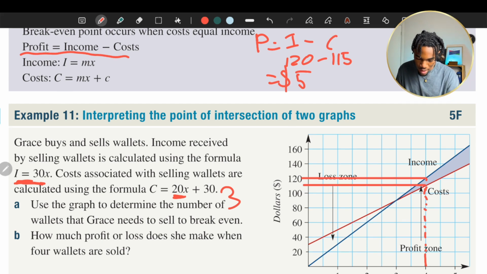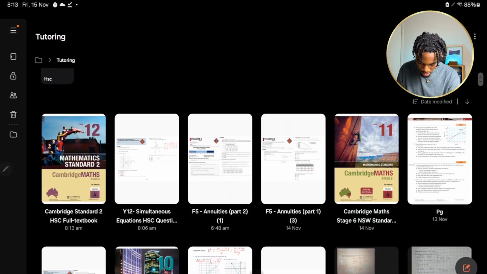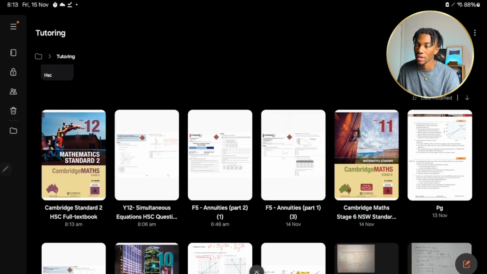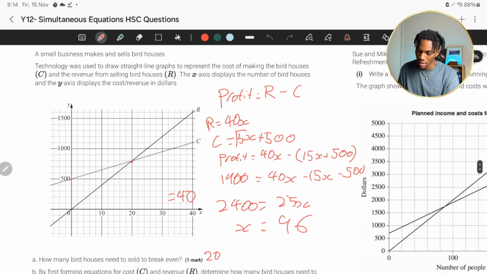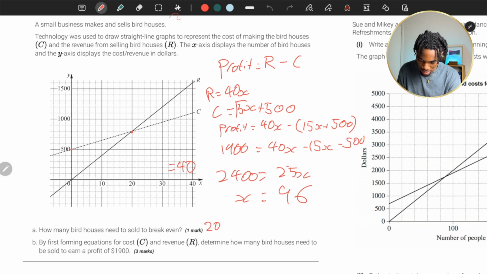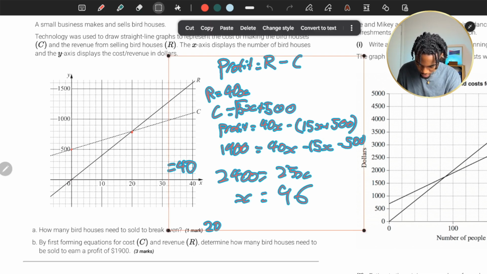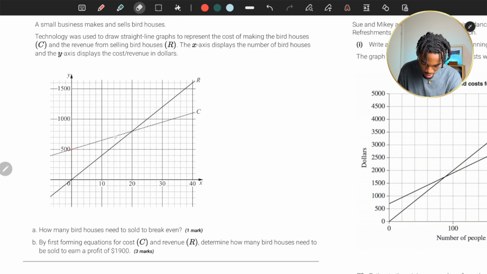And so if I come back here, let's go to this question. Again, there'll be more. If you're in my group sessions, we'll be going through these sometime when we cover simultaneous equations. But for example, how many birdhouses need to be sold to break even?